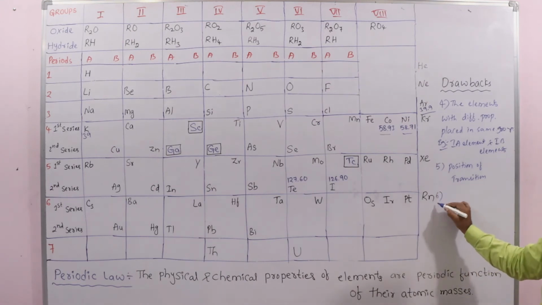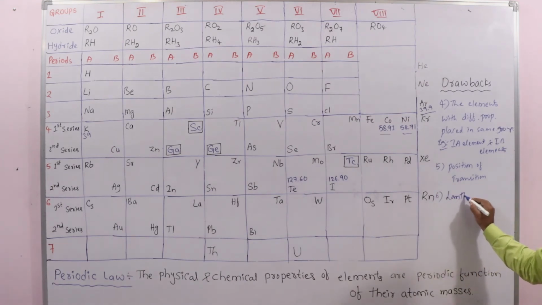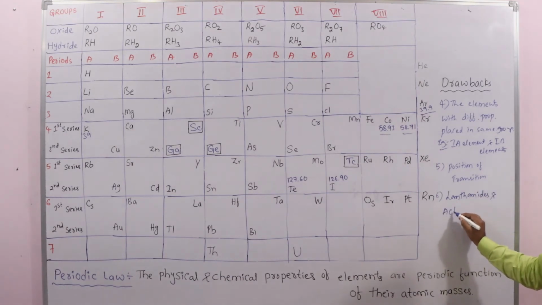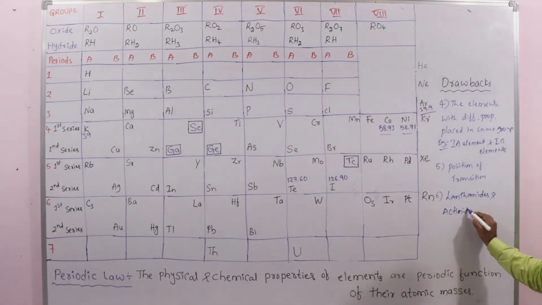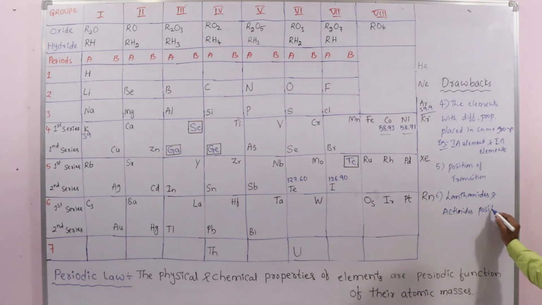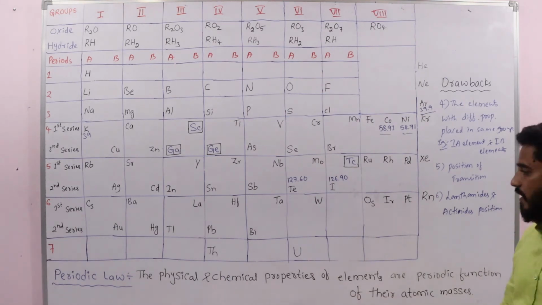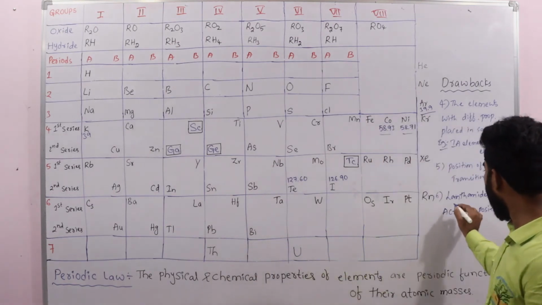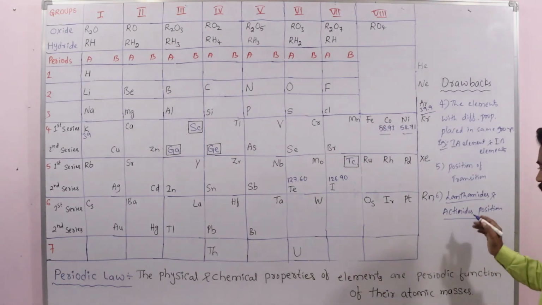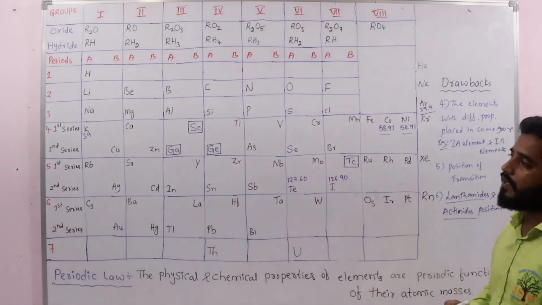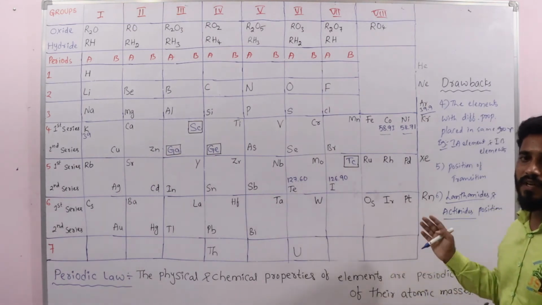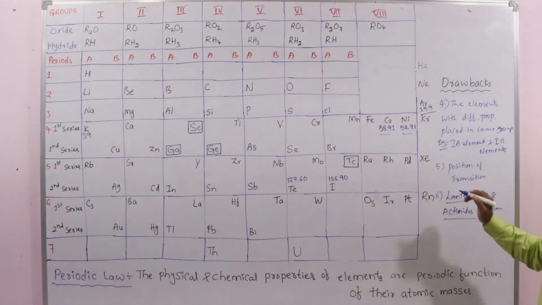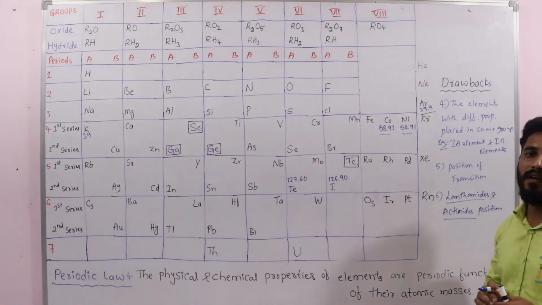Next, the sixth one: lanthanide and actinide positions. Lanthanides, like lanthanum, and actinides, like thorium. These positions are not satisfied by Mendeleev. So these are the drawbacks of Mendeleev's periodic table.